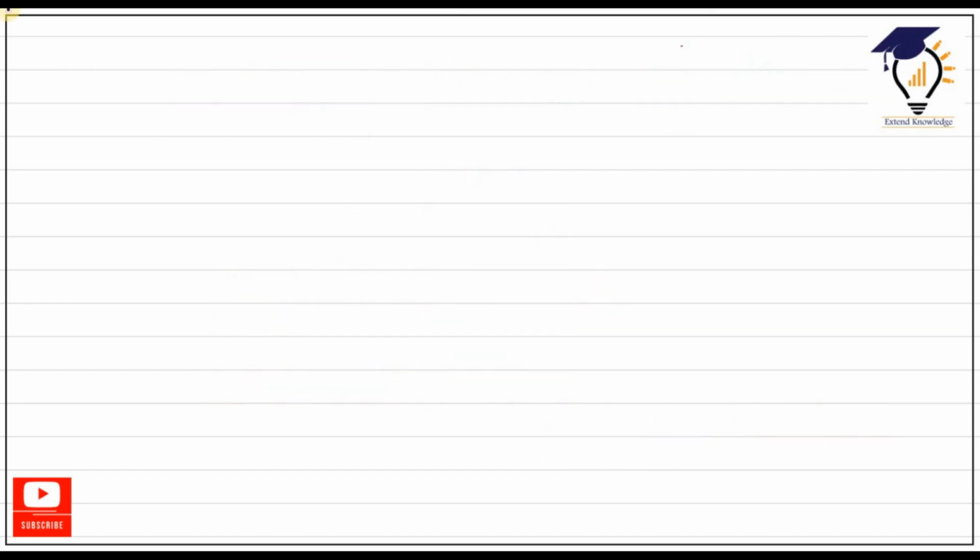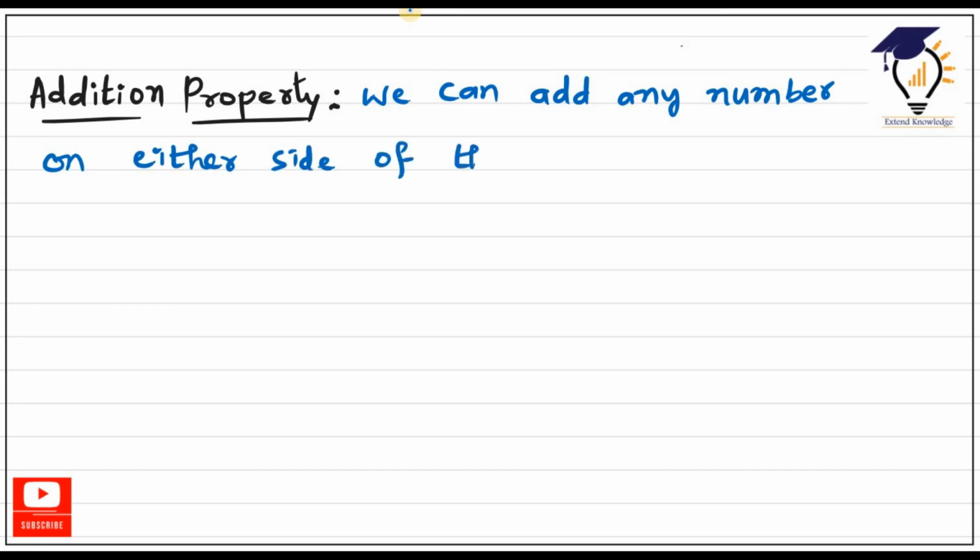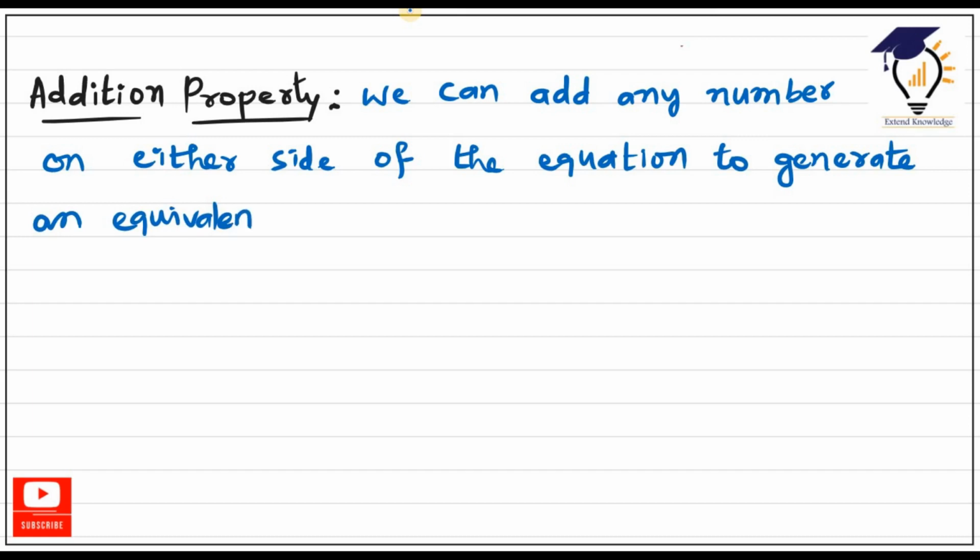Let's see the first property, the addition property. We can add any number on either side of the equation to generate an equivalent equation.